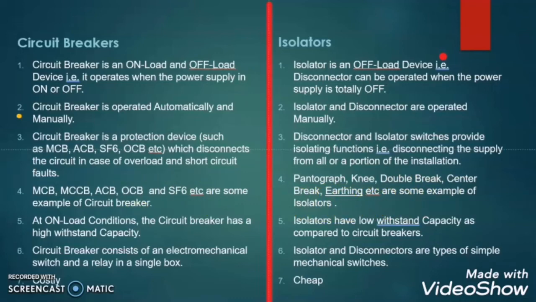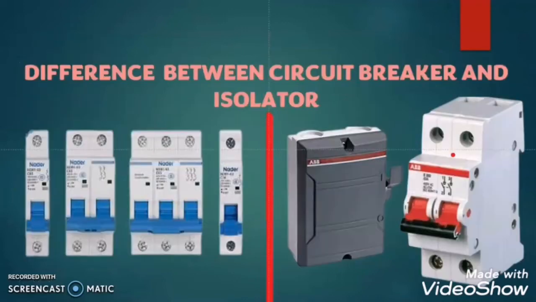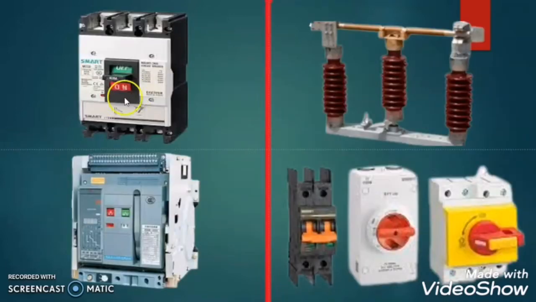I will show you some examples here. This circuit breaker is an MCB, that is the miniature circuit breaker. This circuit breaker is an MCCB, that is the molded case circuit breaker, and this one is an air circuit breaker.